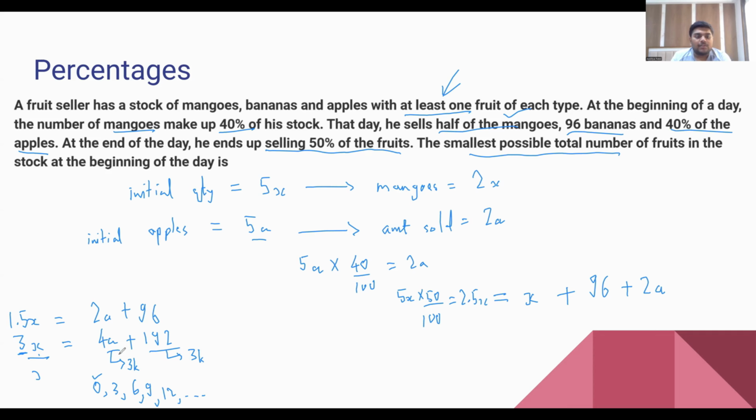So what we will do is we will pick A is equal to 3. So it gives 3x is equal to 192 plus 12, which is 204. And similarly, 5x will be equal to 204 into 5 by 3, which is equal to 340. And 340 is our required answer here. So that is how you use the concept of percentages to solve such questions.